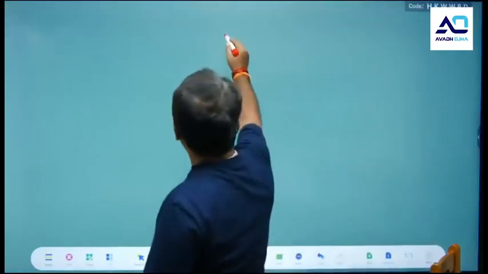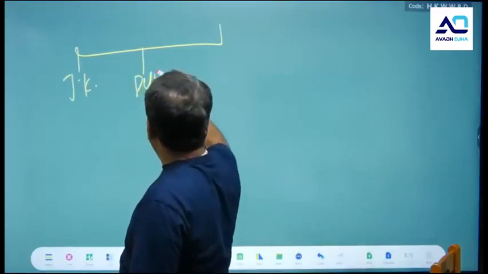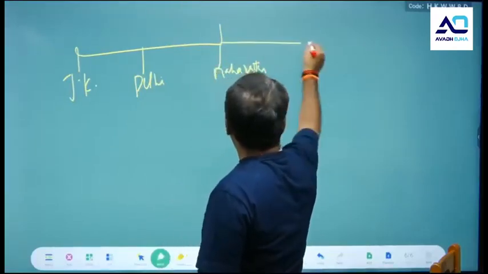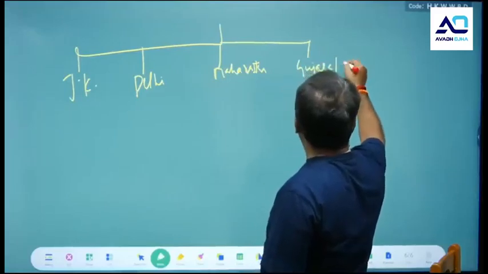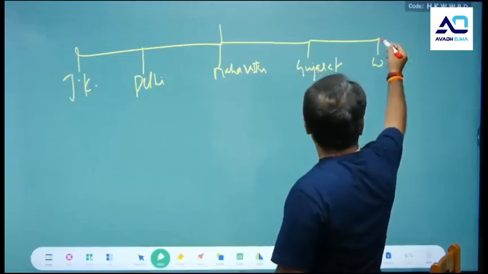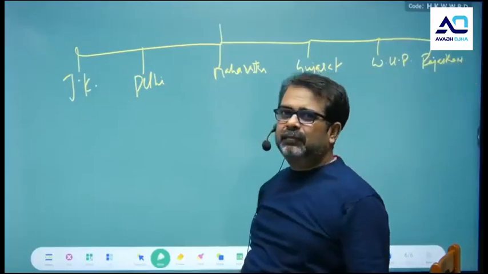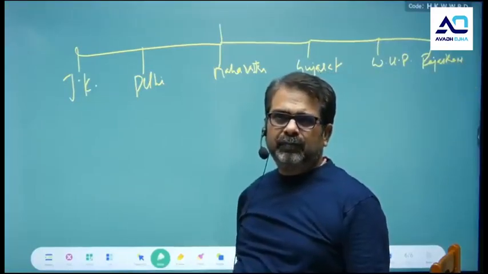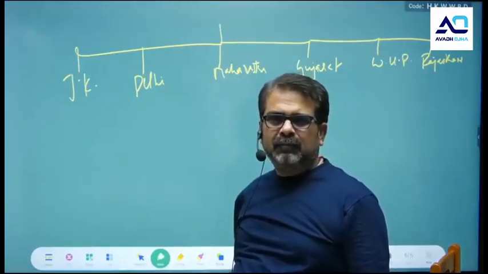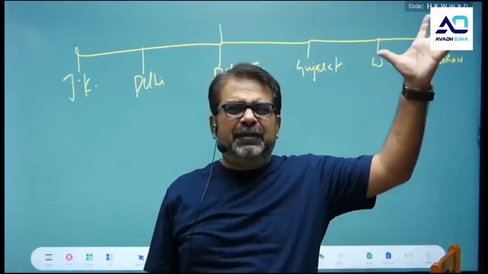Areas like J&K, Delhi, Maharashtra, Gujarat, Western UP, Rajasthan, that glory of the mature phase is lost.